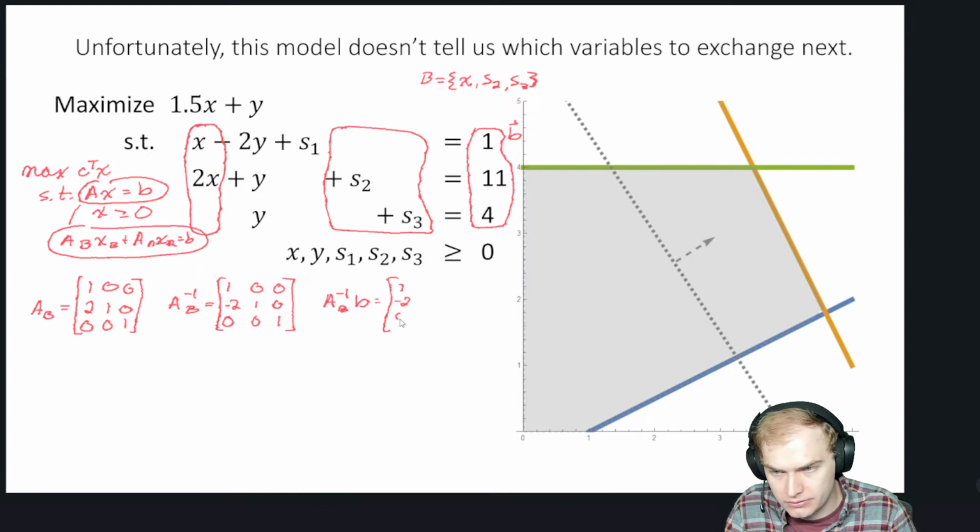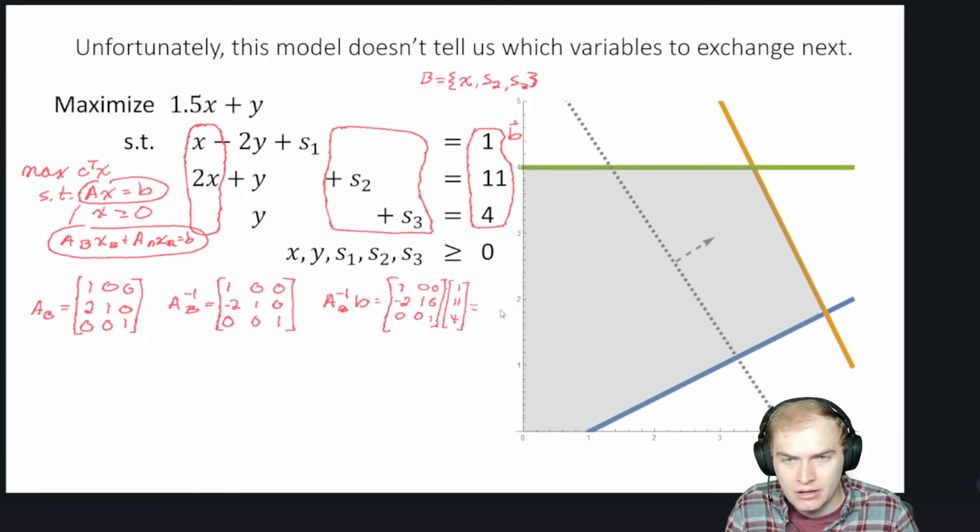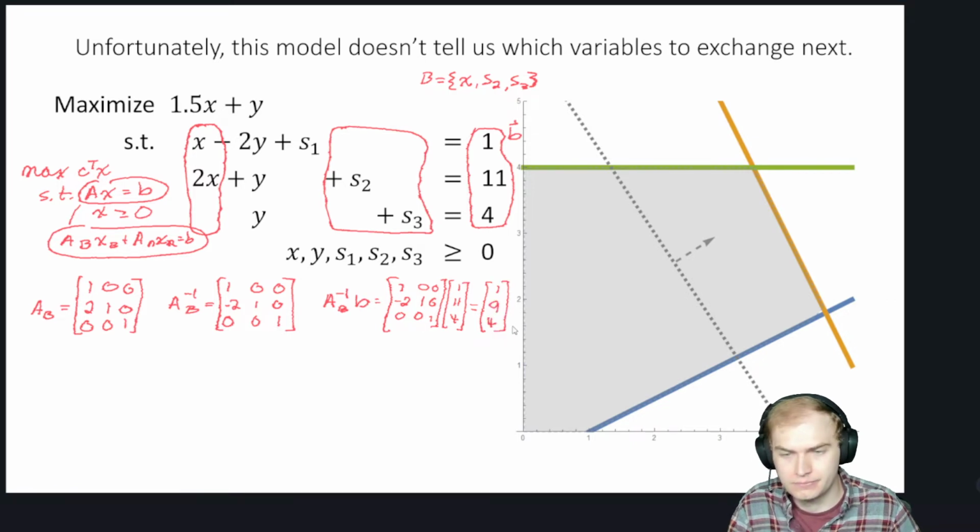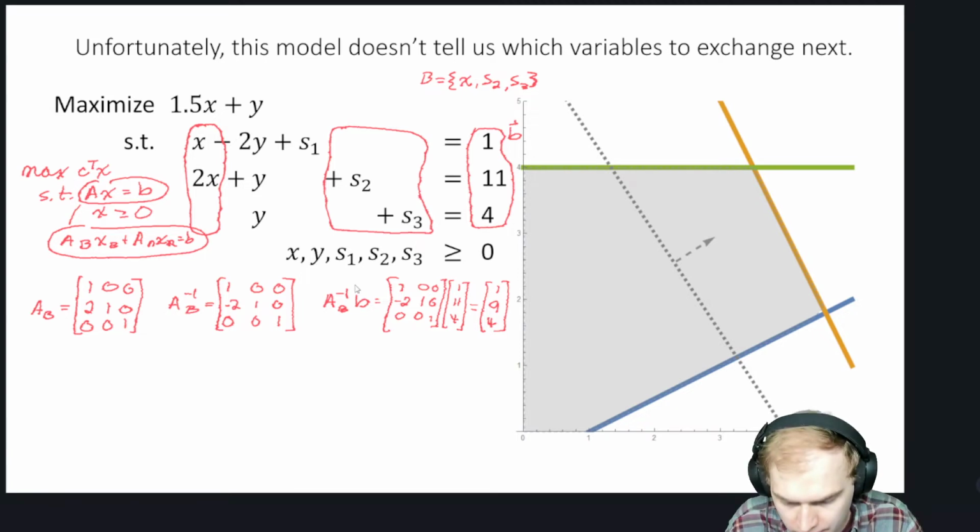1, negative 2, 0; 0, 1, 0; 1 times 1, 11, 4, and that equals: 1 times 1 is 1. Negative 2 times 1 plus 11 is 9, and 1 times 4 is 4. And that looks like a 6 in there. That should be a 0.